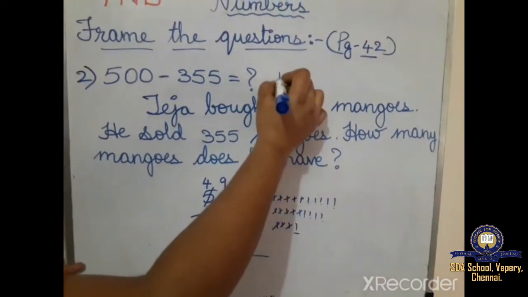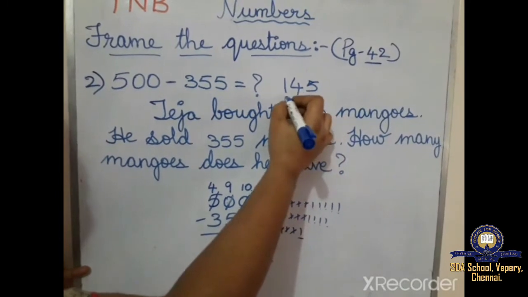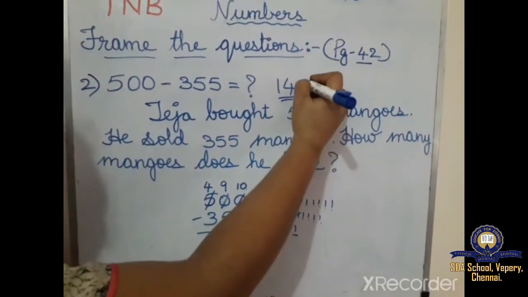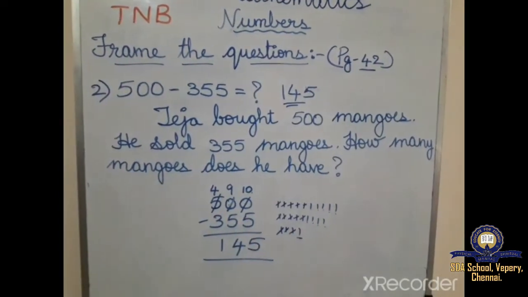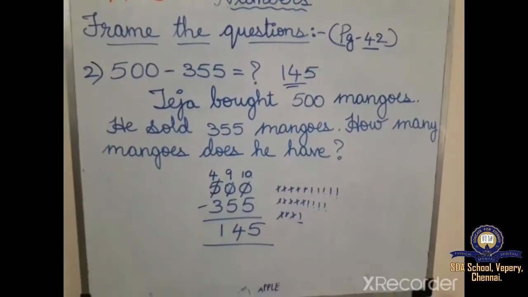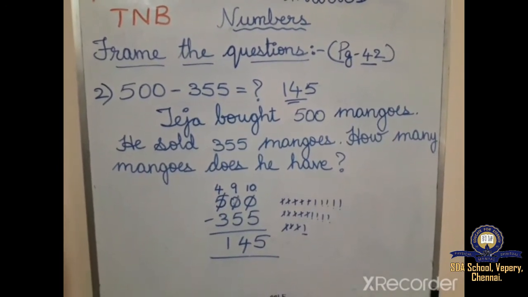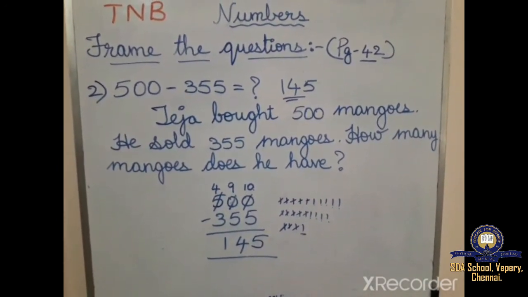So 145 mangoes are left with Teja. This is the way we have to frame the questions and then write the answers. Okay children, understood? Very interesting, na? Okay, shall we go to the next topic now?